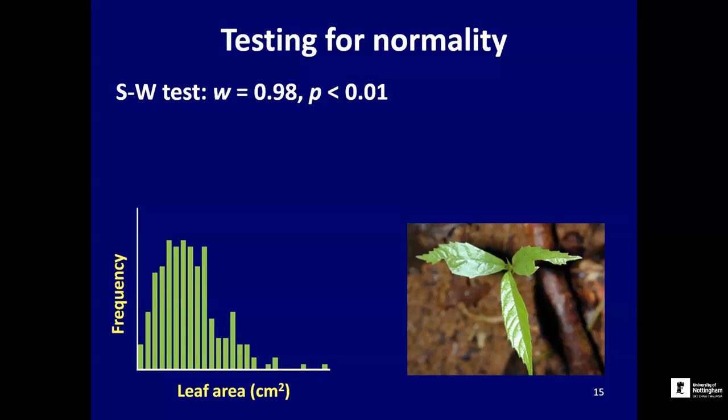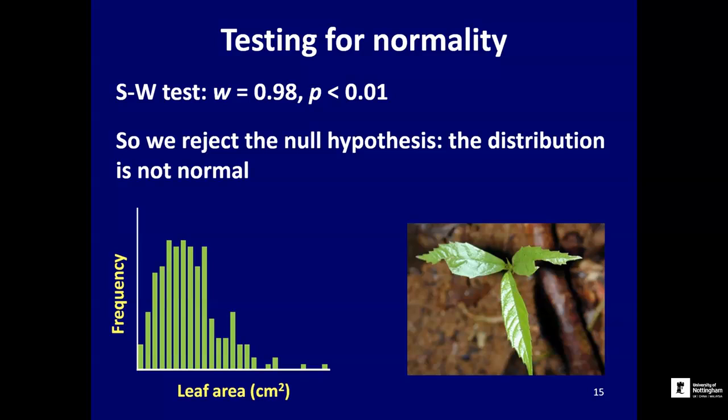So the computer will do the work for you. It generates a test statistic, W, and it generates a p-value, in this case another small p-value showing a significant departure from normality. So we've rejected the null hypothesis of the Shapiro-Wilk test. The distribution of the data is not normal.